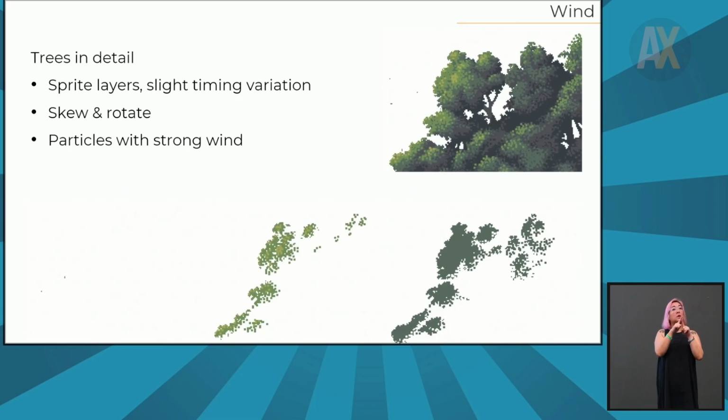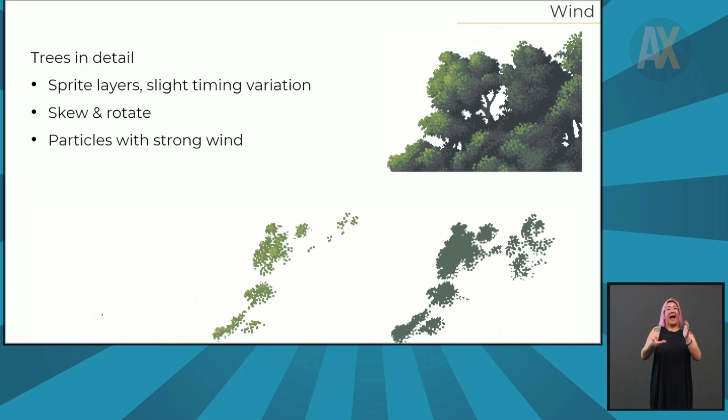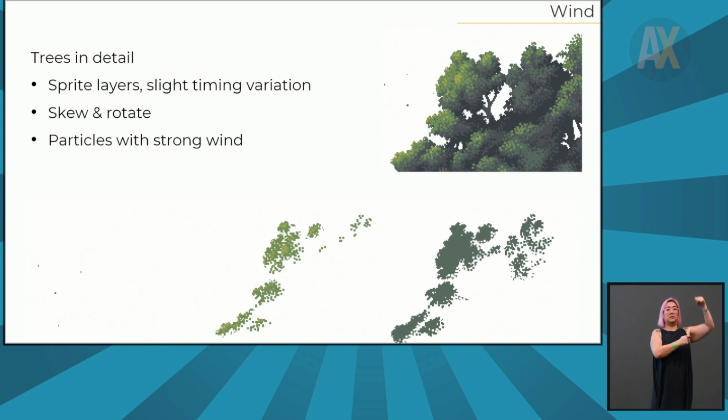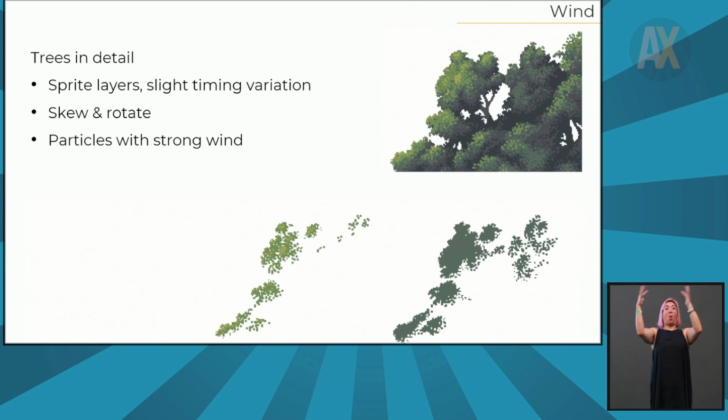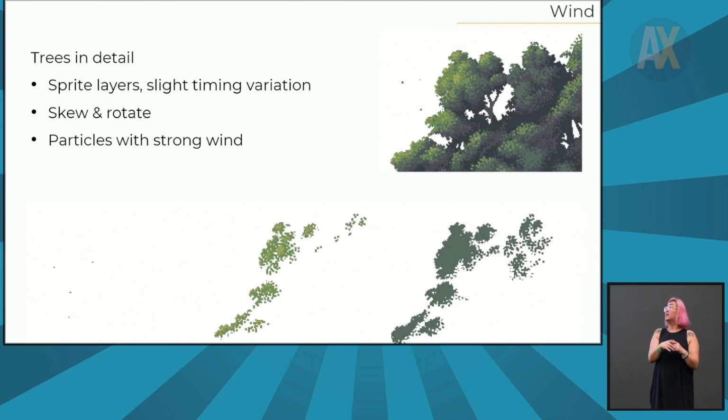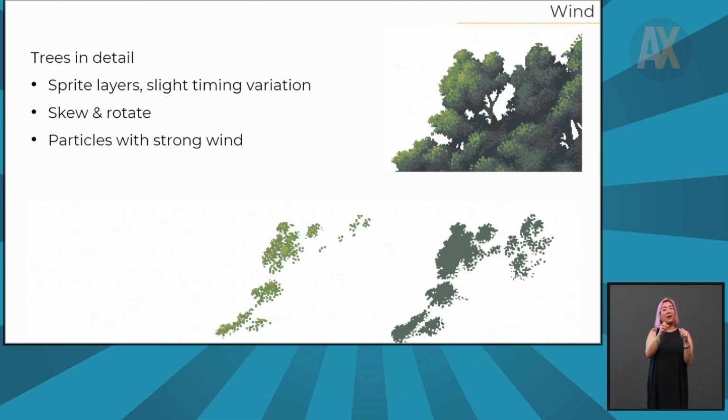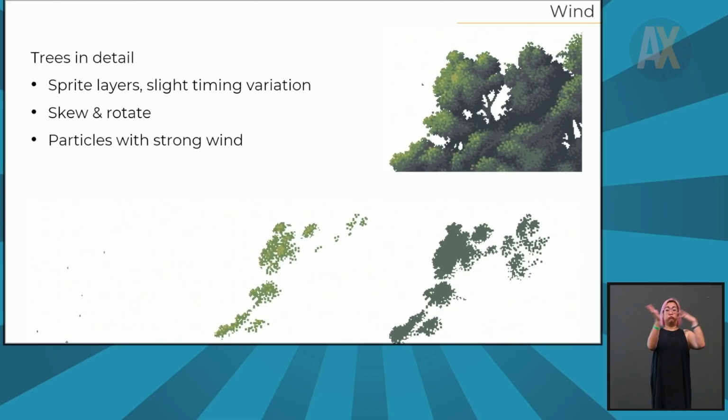pixels lower down. I also added some particle effects, so when the wind is strong enough, we get some nice leaves falling off. And I'll just briefly say, a particle system allows you to spawn a lot of sprites very cheaply, and you can animate them in different ways as well.